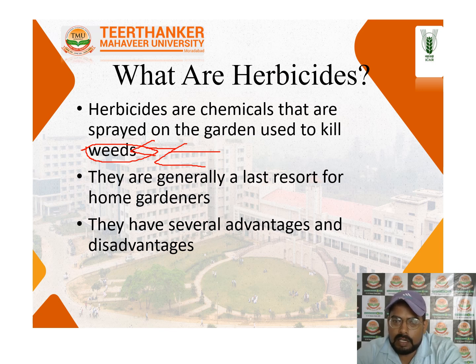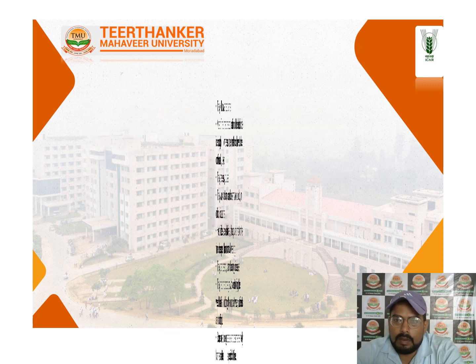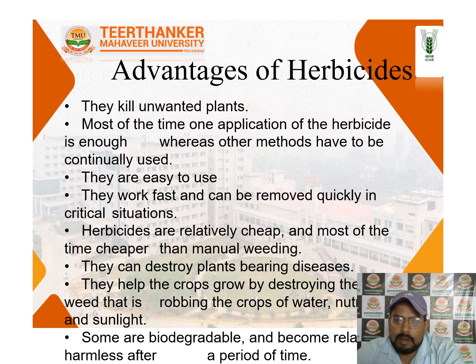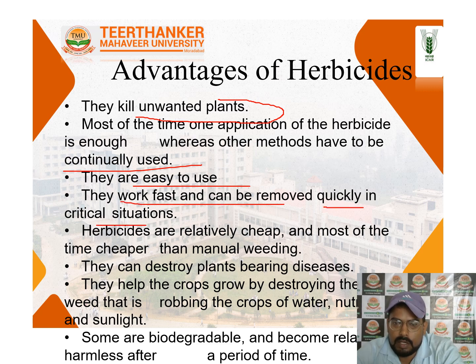There are several advantages and disadvantages of herbicides. Next is the advantage of herbicides. First, they kill the unwanted plants. Second, most herbicide applications are easy to use. The application of herbicide works fast and removes the problem quickly. Herbicides are relatively cheap, and cheaper than manual weeding.